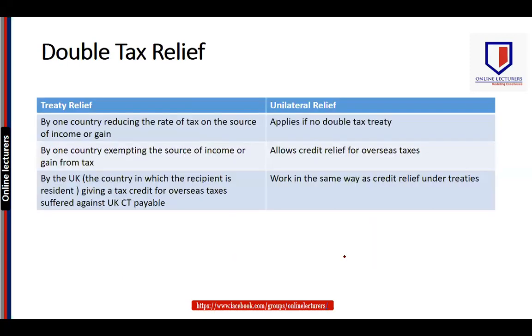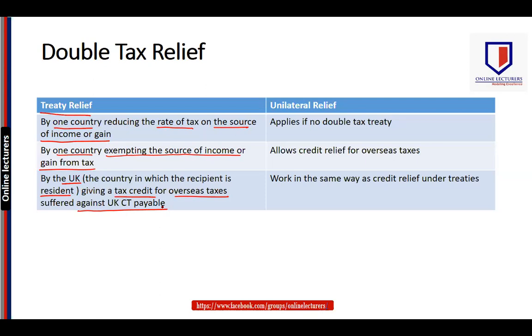As far as the treaty relief is concerned, if there is a treaty, it might be by one country reducing the rate of tax on the source of income or gain. This is a type of treaty agreement. Similarly, by one country exempting the source of income or gain from tax, and by the UK, the country in which the recipient is resident, giving a tax credit for overseas tax suffered against UK corporate tax payable. So these are the outcomes of a treaty with the other country.